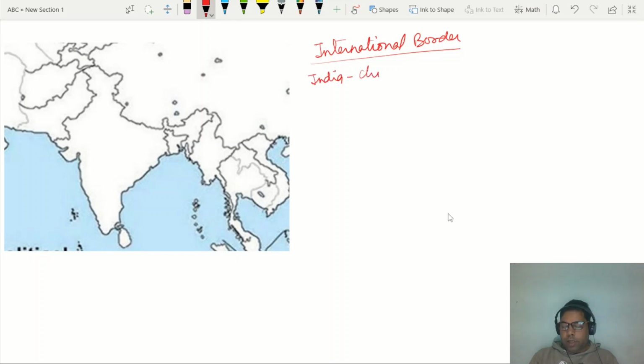India and China. This part is the border with India and China. Here, this border between India and China is called the McMahon line. It is called McMahon line. The total length of the McMahon line is about 890 kilometers, right?